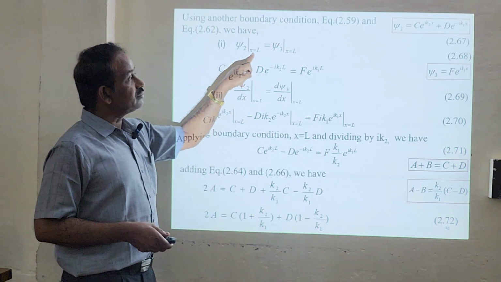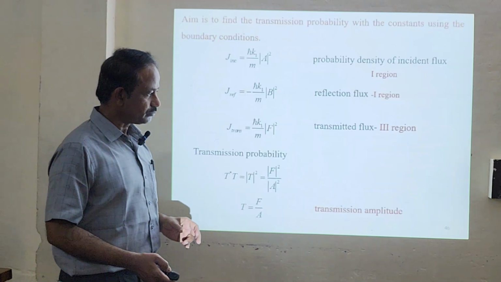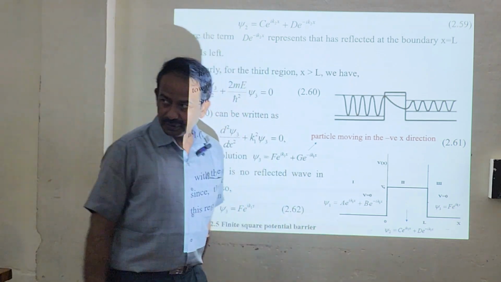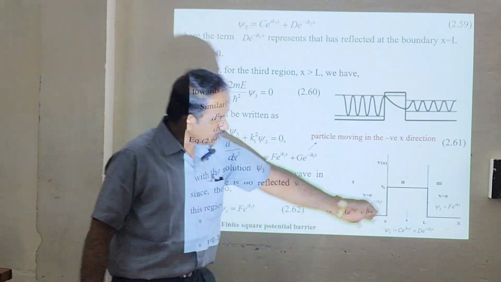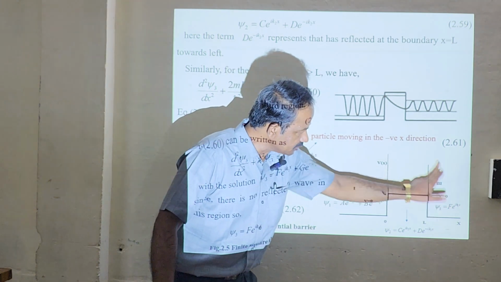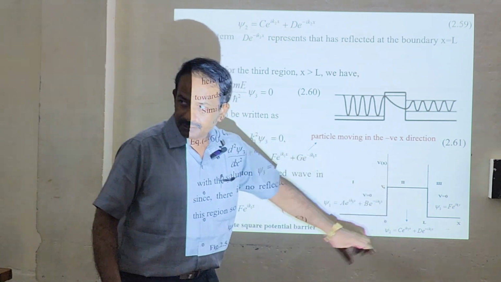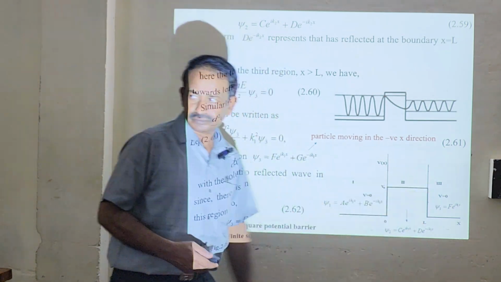So psi 2 at x equal to L is equal to psi 3 at x equal to L. See, we have the boundary condition; two boundaries are here. So this wave function is exactly equal to this wave function at this boundary, and the derivative also. We have obtained the a minus b relation, and we are going to use this one now.